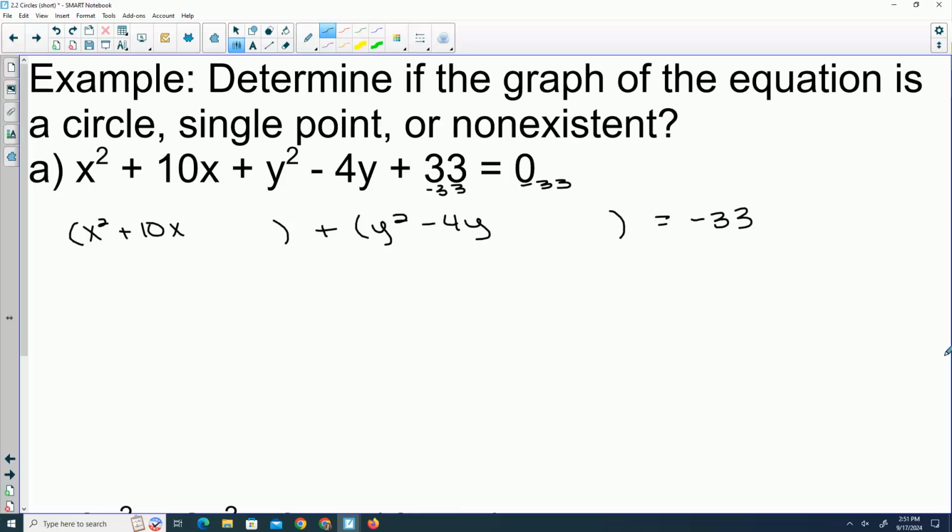Now, completing the square, we did this with our quadratics. We said you take the middle coefficient, which was 10, divide it by 2, and square it. So 10 divided by 2 is 5. 5 squared is 25. So I'm going to add 25. Now, if I add it to one side, I have to keep my equation balanced, so we also add it to the other side.